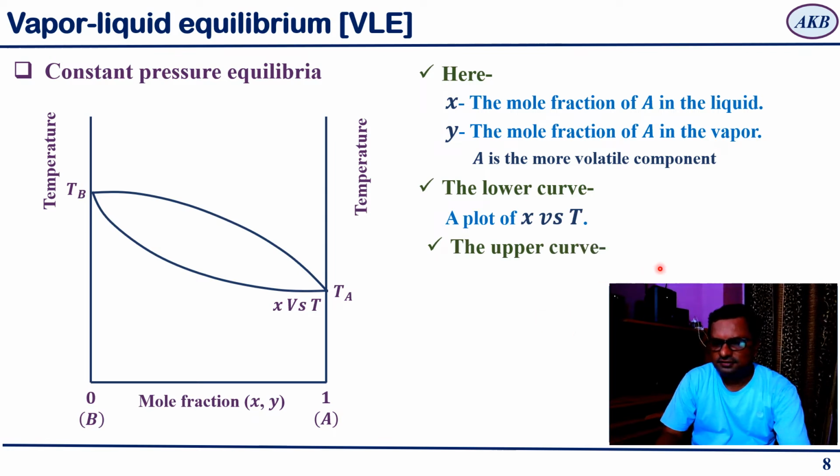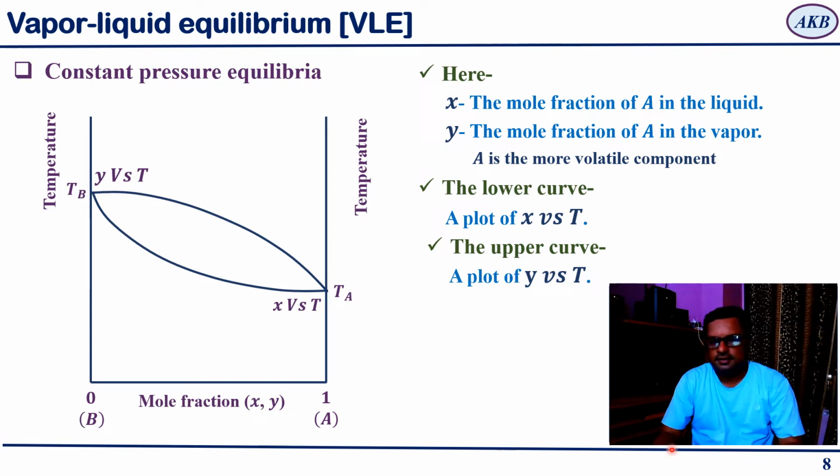Then the upper curve is a plot of y versus T. So the upper curve is obtained by plotting the mole fraction of A in the vapor phase against the corresponding temperatures. So the upper curve is a plot of y versus T. Now let us move ahead.